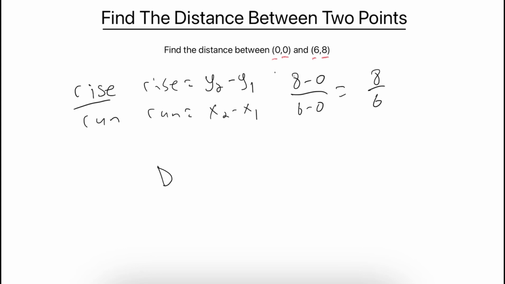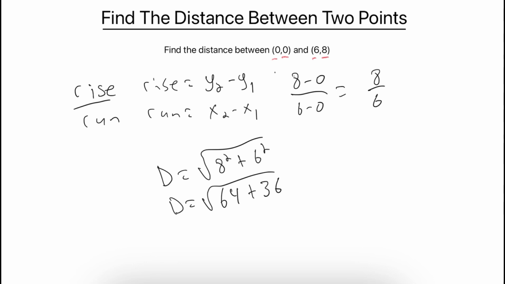Now distance equals the square root of rise squared plus run squared. So 8 squared is 64 plus 6 squared is 36. So 64 plus 36 is 100. The square root of 100 is 10, so d equals 10.